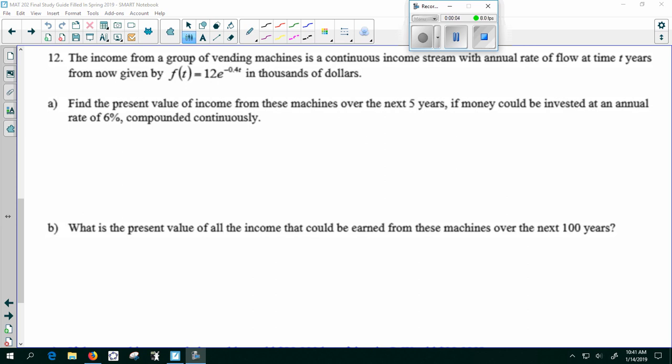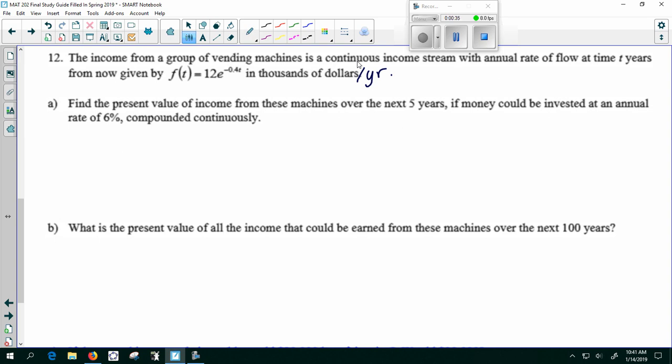The income from a group of vending machines is a continuous income stream with an annual rate of flow at time t years from now, given by f of t equals 12e to the negative 0.4t. This should be in thousands of dollars per year, because it's a rate. We want to find the present value of income from these machines over the next 5 years, if money could be invested at an annual rate of 6% compounded continuously.